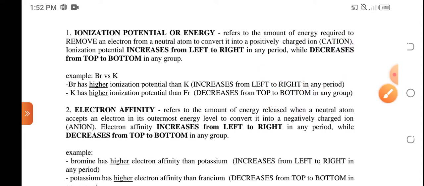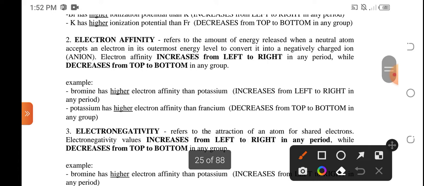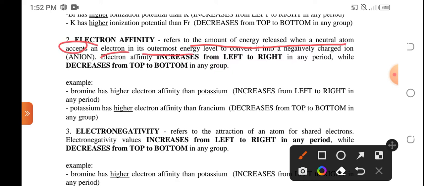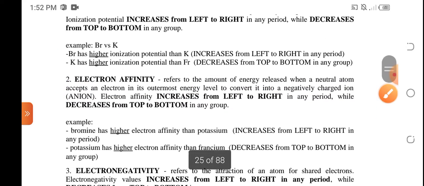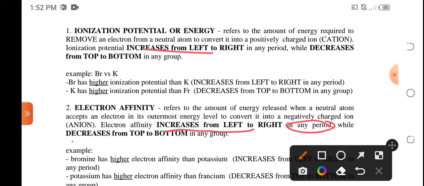Okay? Actually, that trend is also true for electron affinity. Electron affinity this time refers to the amount of energy released when a neutral atom accepts an electron in its outermost energy level so that it will be converted into a negatively charged ion known as the anion. Still, okay, parehas sila, increases from left to right in any period and decreases from top to bottom.